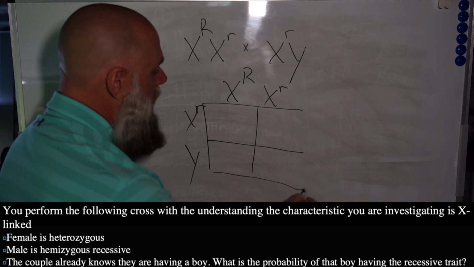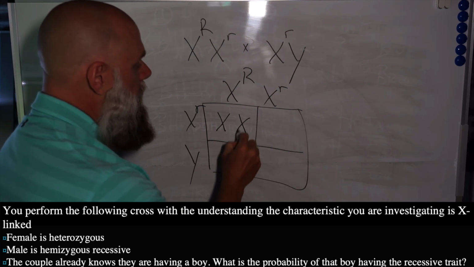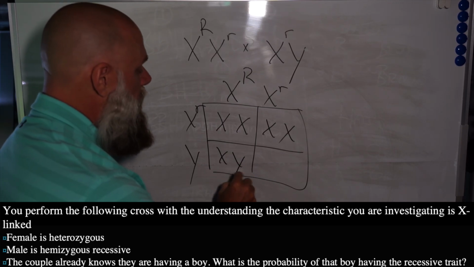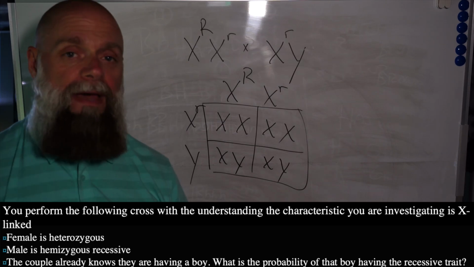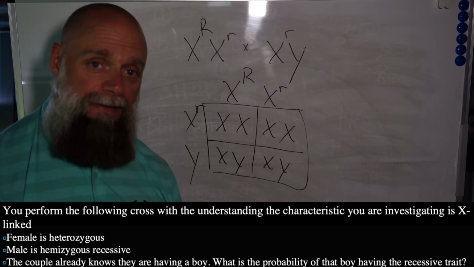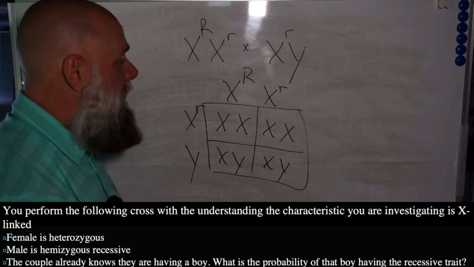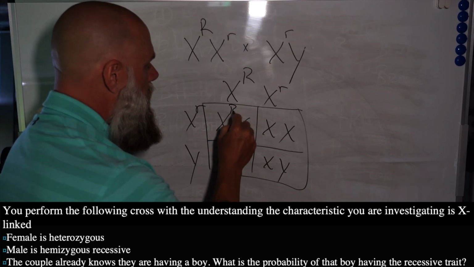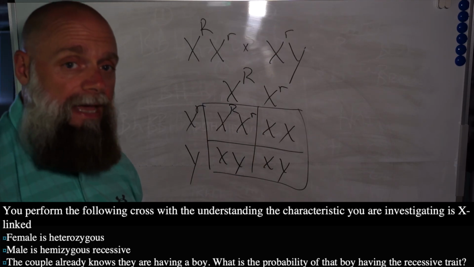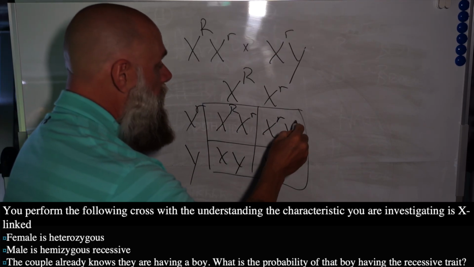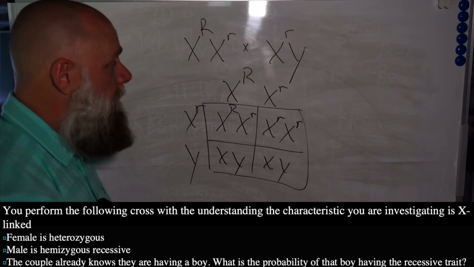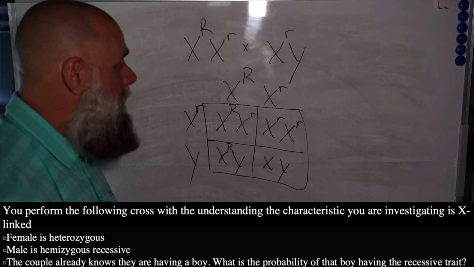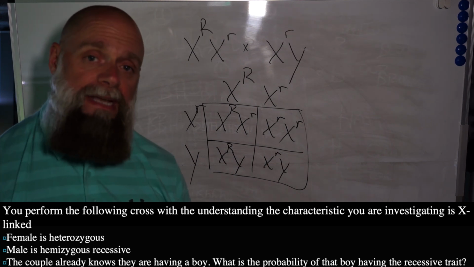So now we always are going to have 2 X's here at the top, right? And then we're always going to have XY over here. So two females, probability of having a female is 50%. Probability of having a male is 50% if there is random mating. And now we start filling in the R's. So here we have heterozygous female. Here we have homozygous recessive female. Here we have hemizygous dominant male. And here we have hemizygous recessive male.